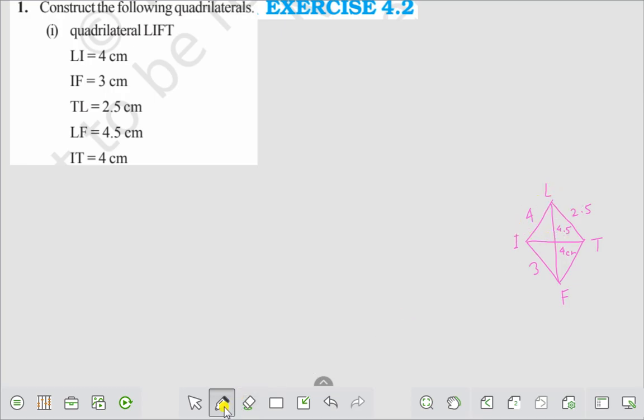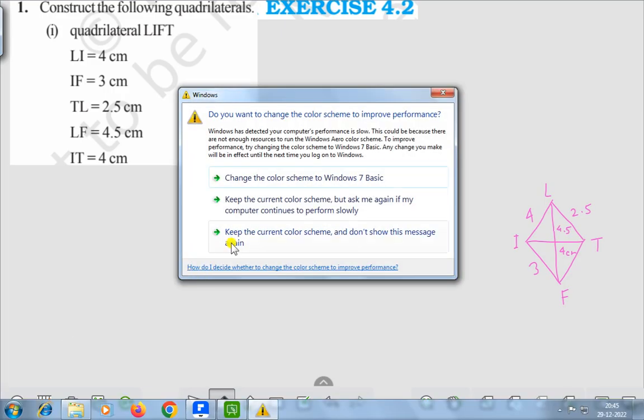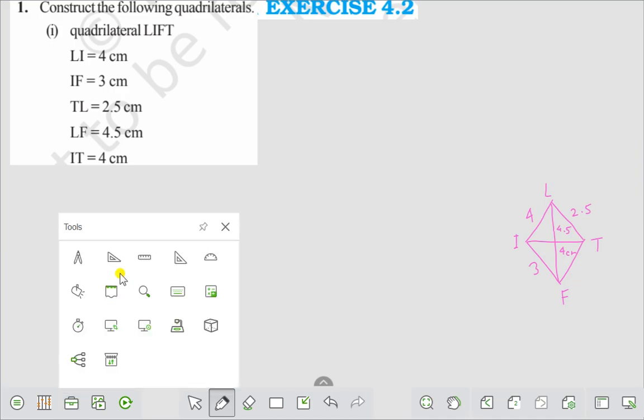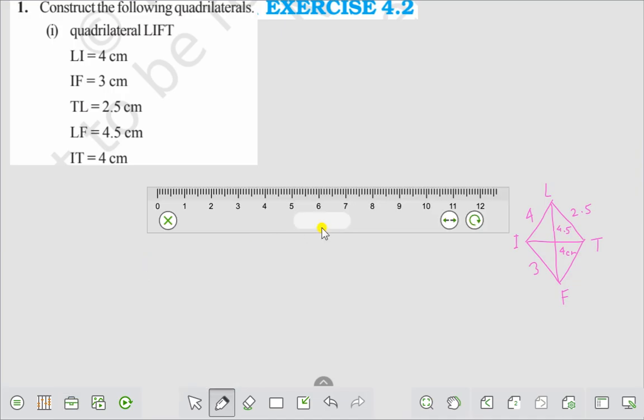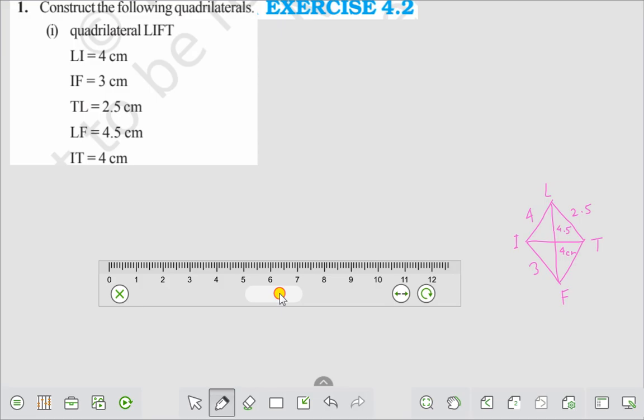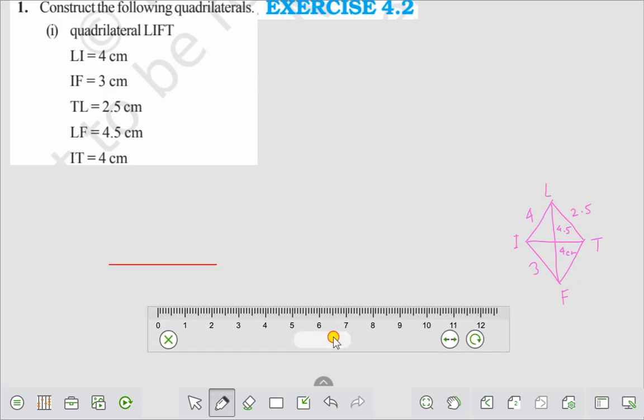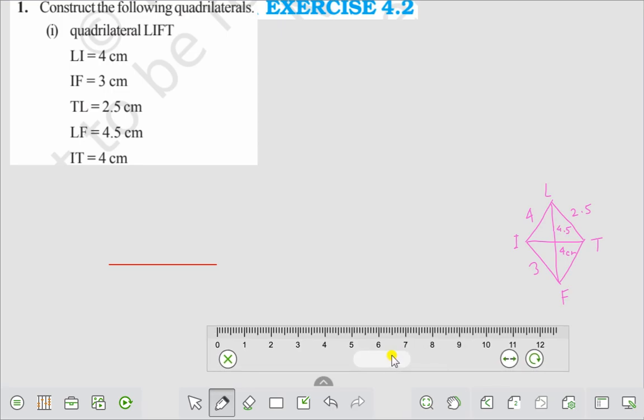First of all, take a ruler. With the help of the ruler, let us draw IT. IT is 4 cm. Let us draw IT. You see, this is exactly 4 cm. This is IT.